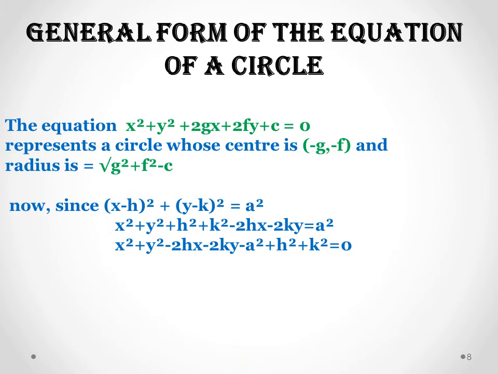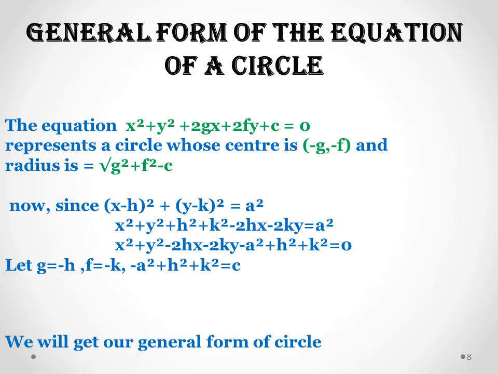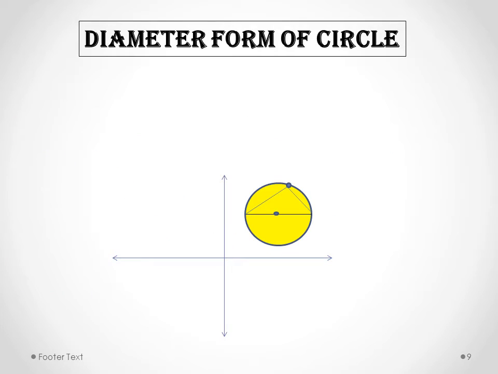Simple. Now if you have this, I am just changing the positions of the terms, so this will become like this. Now if you take g as minus h, f as minus k, and c as minus a square plus h square plus k square, just to simplify the terms, you will get the general equation. That was the general form of the equation.